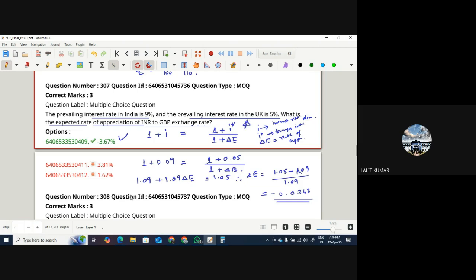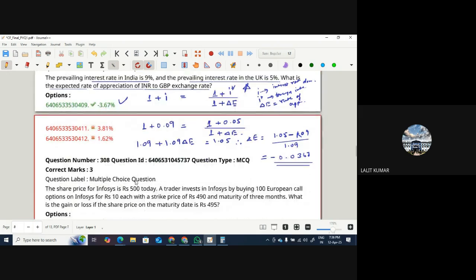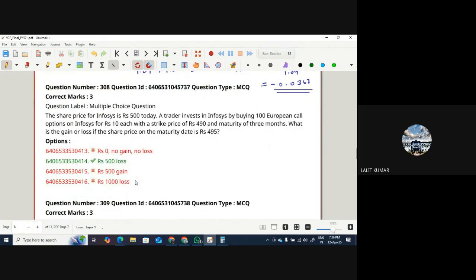I think this is from the 11 of you. Okay. Now we come to our favorite, the call option. The share price of Infosys is 500 today. A trader invests in Infosys by buying 100 European call options on Infosys for ₹10 each, with a strike price of ₹490 and maturity of 3 months. What is the gain or loss? The share price at the maturity date is rupees 495.